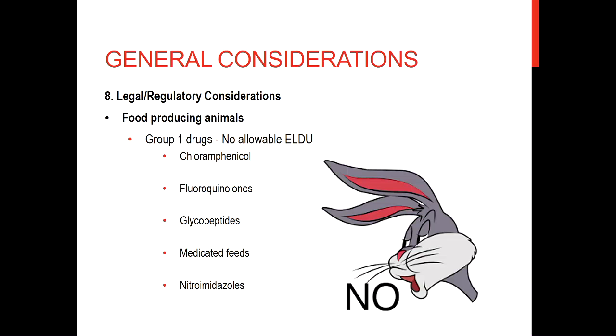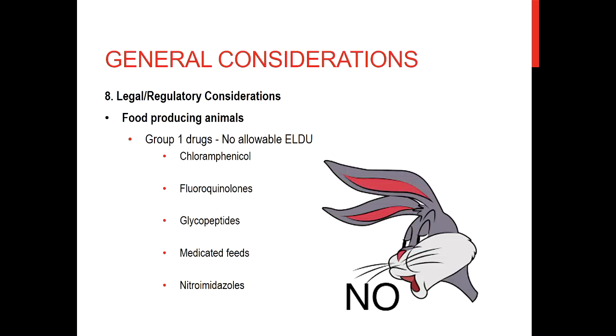So, with food-producing animals, we have Group 1 drugs, which have no allowable extra-label use. That would be chloramphenicol, the fluoroquinolones, glycopeptides, medicated feeds, and the nitroimidazoles. All right, so chloramphenicol. There are no labeled indications for the use of chloramphenicol in food animals. Do you guys know why? Chloramphenicol is associated with fatal aplastic anemia in 1 in 40 to 60,000 sensitive individuals. Okay? Fluoroquinolones, the two that we use in food animals today, enrofloxacin and danofloxacin, are labeled specifically for respiratory disease in cattle and colibacillosis in pigs. Outside of those label indications, no.